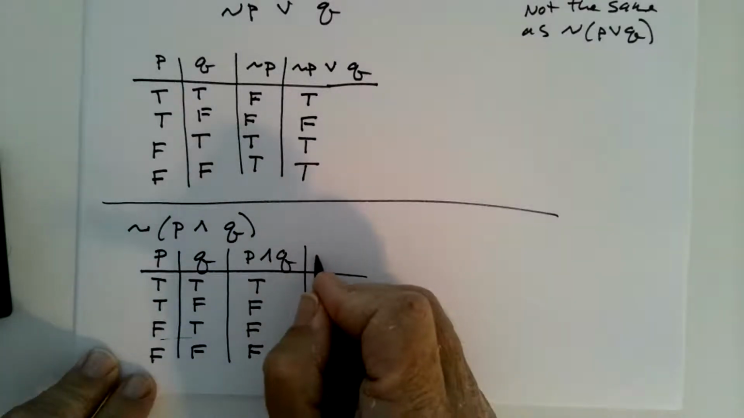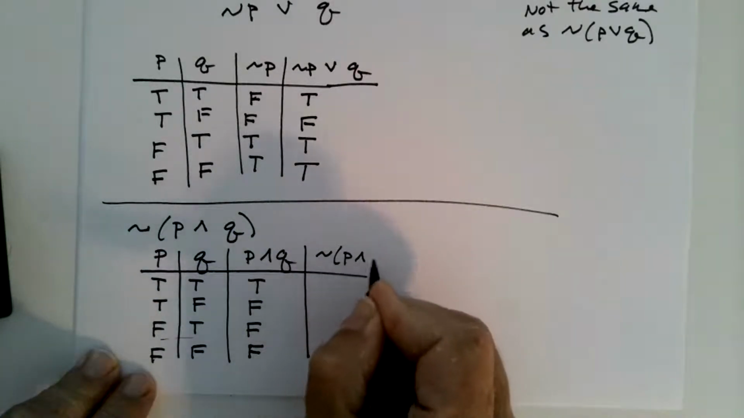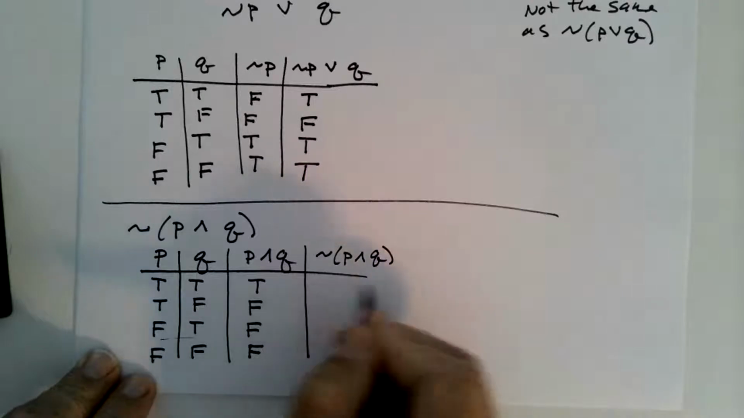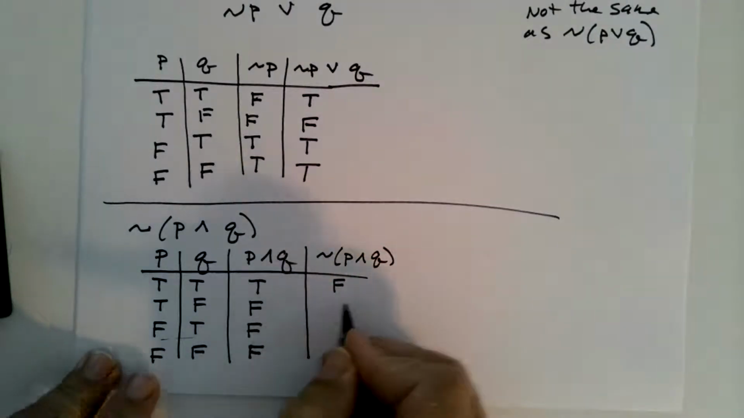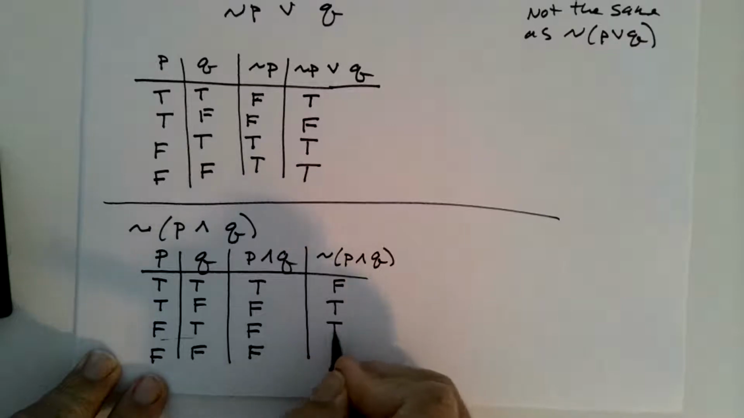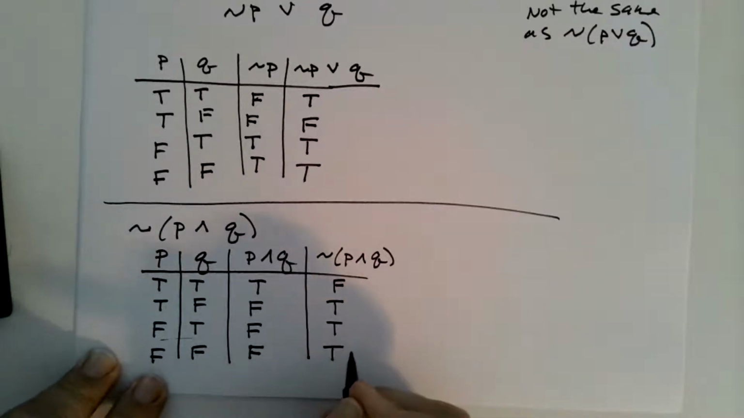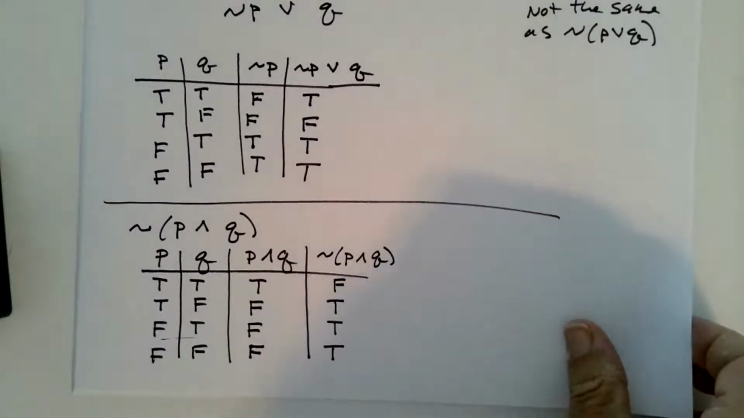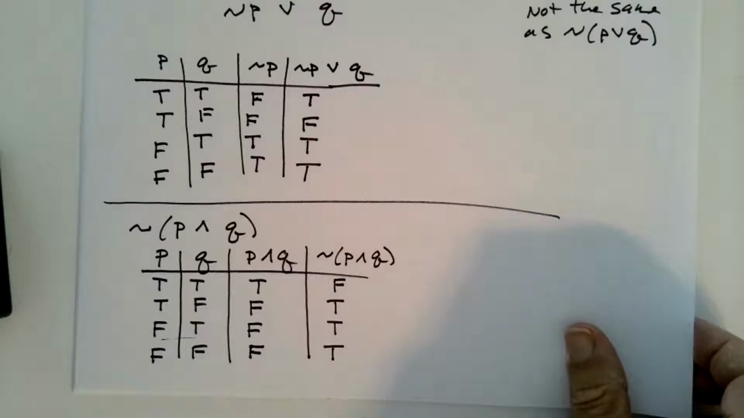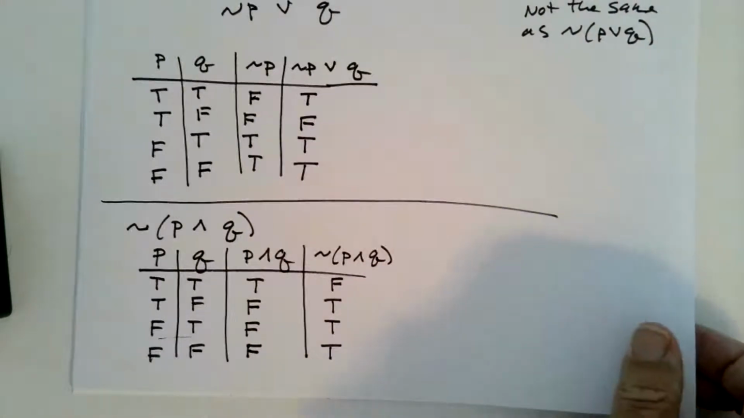Now I'm going to negate that, not (P and Q). Anything that is true becomes a false. Anything that's false becomes a true. True becomes false. False becomes true. False becomes true. False becomes true. So that is our truth table for not (P and Q). So you see the process that's involved in developing truth tables for these sorts of statements.